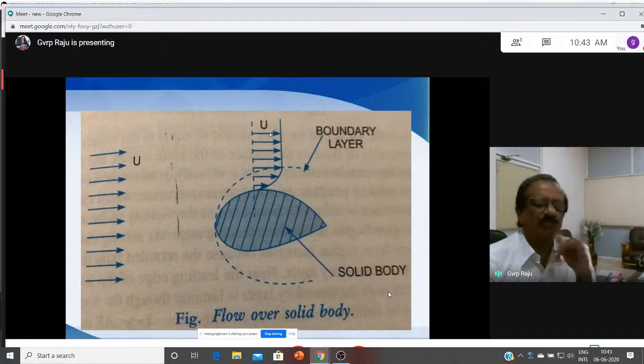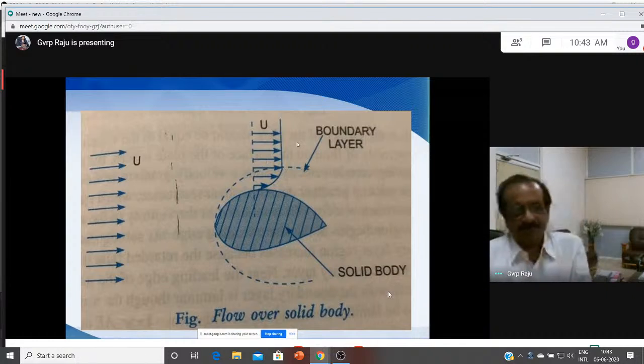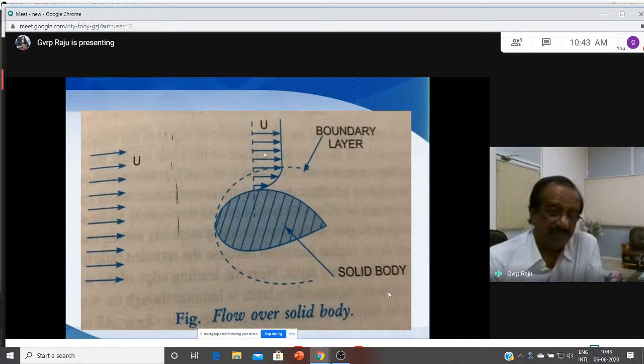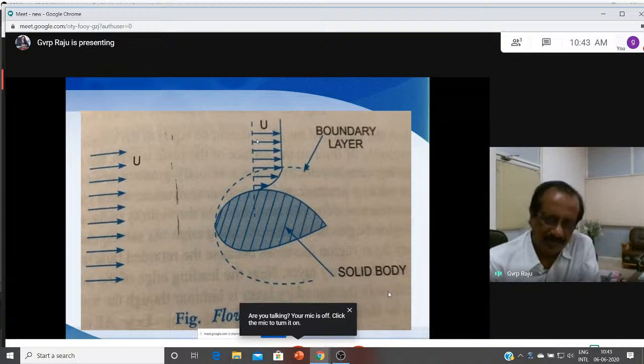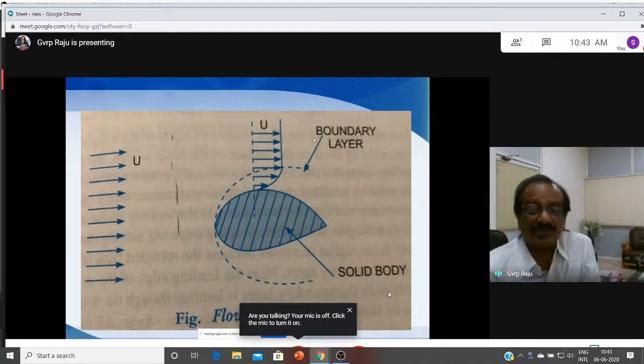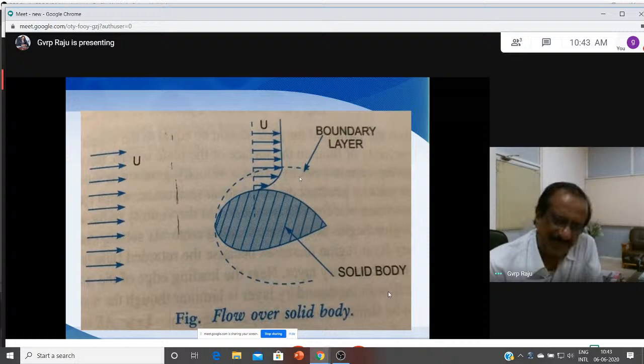When the velocity gradient is 0, what happens to shear stress? Since tau is equal to mu du by dy and the velocity gradient is 0, the shear stress is also equal to 0. When the shear stress is 0, there is no resistance for the fluid outside the boundary layer. For the fluid inside the boundary layer, we have resistance because of the maximum velocity gradient and the maximum shear stress. That is the concept here.